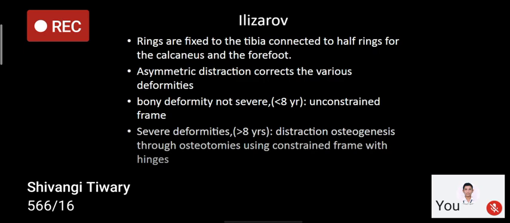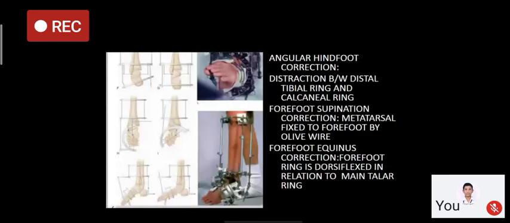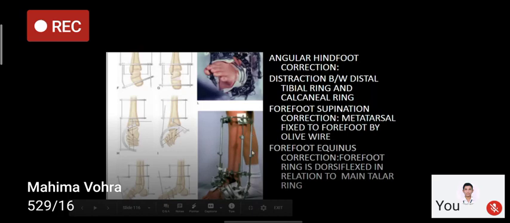The rings are to be fixed to the tibia and connected to the calcaneum and forefoot. You don't need to remember all these things. This is how the procedure takes place. This is the ring. These are the rings applied on the clubfoot. We do the bony procedure. This is how the apparatus appears. This is the apparatus.